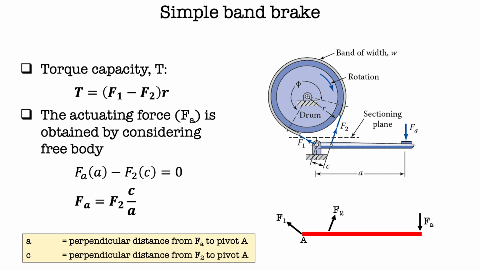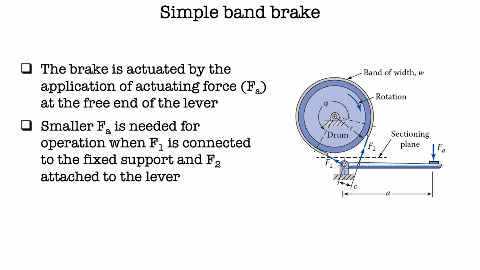A is the perpendicular distance from Fa to the pivot A, and C is the perpendicular distance from F2 to the pivot A. The brake is actuated by the application of actuating force at the free end of the lever. Smaller Fa is needed for operation when F1 is connected to the fixed support and F2 is attached to the lever. However, if the drum rotates in the opposite direction, greater Fa is needed for operation because F1 is attached to the lever and F2 is connected to the fixed support.